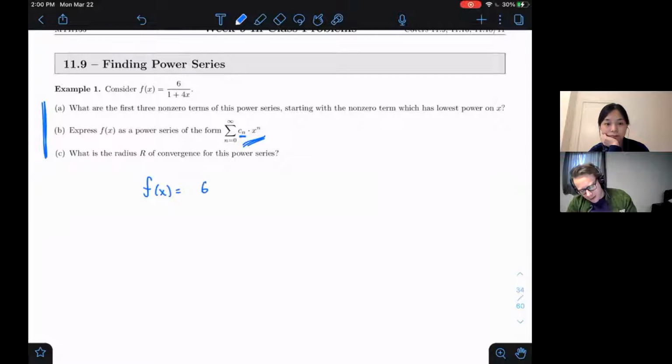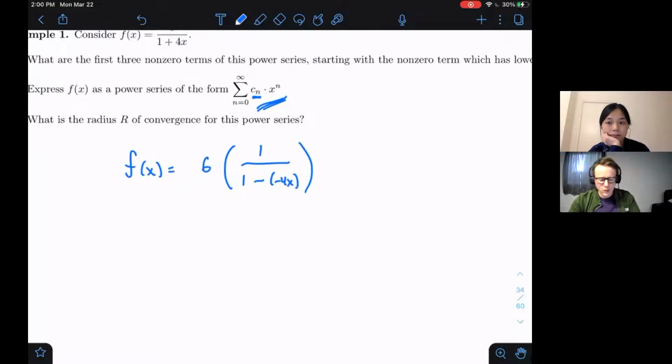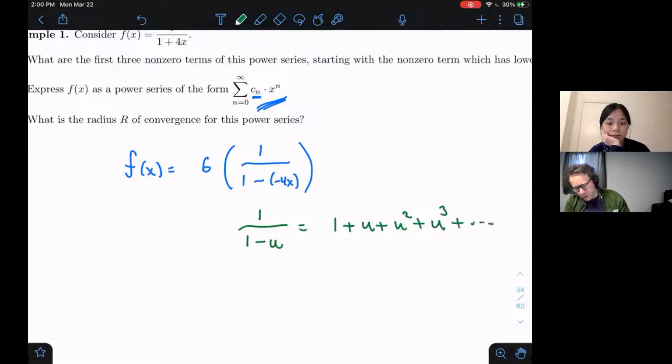So I'm going to go ahead and bring 6 off to the side here, right? 6 is technically a polynomial, a constant polynomial. It's a rather boring function, but that's fine. And I'm going to rewrite this as 1 divided by 1 minus negative 4x. So again, the one thing that we have really for this section is that we know what this thing looks like in terms of its infinite polynomial. So this is going to look like 1 plus u plus u squared plus u cubed and so on and so forth.